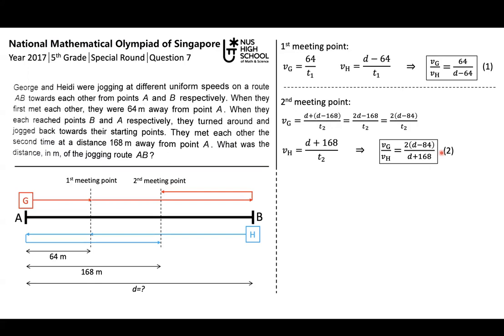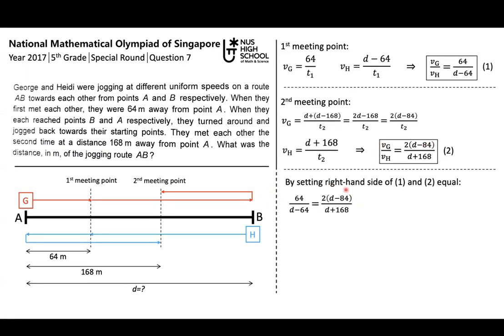Now, since they're traveling with constant speeds, we can set the right-hand sides of equation 1 and equation 2 equal to each other because the ratios should be the same. We obtain a slightly simplified version of this equation by dividing the numerators by 2. And then we cross multiply to obtain 32 times d plus 168 and d minus 64 times d minus 84.